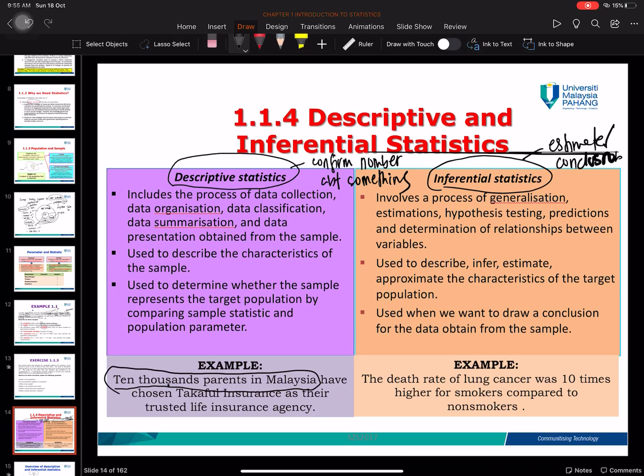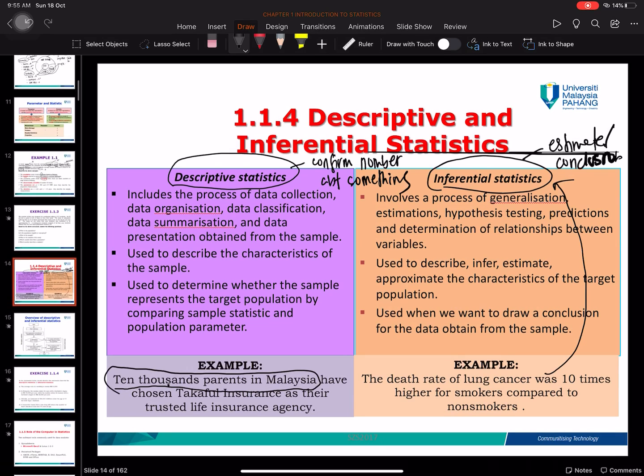So it is descriptive. Here, the death rate of lung cancer was 10 times higher for smokers compared to non-smokers. So what we do here is conclusion, or inference. We say that the death rate for lung cancer was 10 times higher for smokers compared to non-smokers, but we don't have the confirmed number. How many smokers? How many non-smokers? So it is inferential.